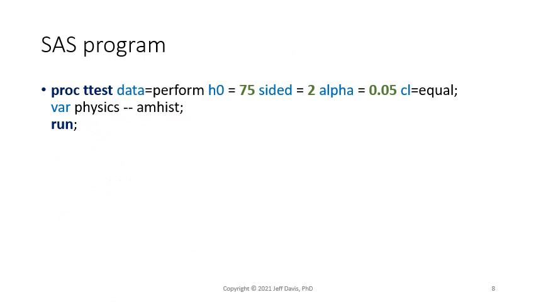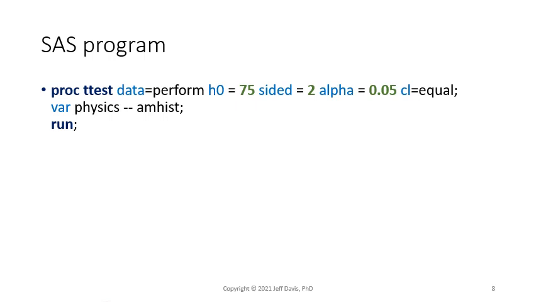All right, so for the SAS program, for the Proc t-test, I set up something very similar to this in the lecture in part 3. So Proc t-test, data equal to the data set that I just created. The null hypothesis, H0, is equal to 75. I want a two-tailed test, and I want the alpha at 0.05.